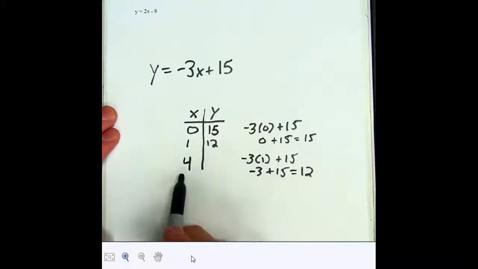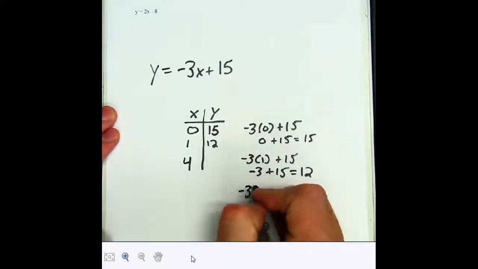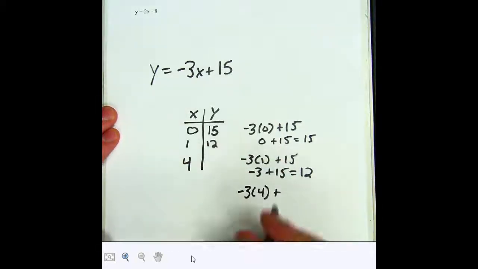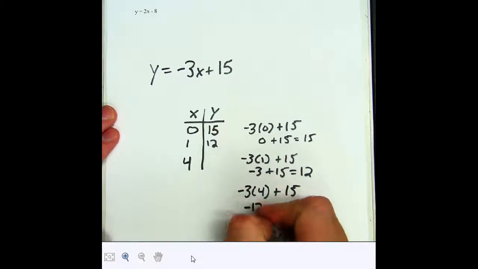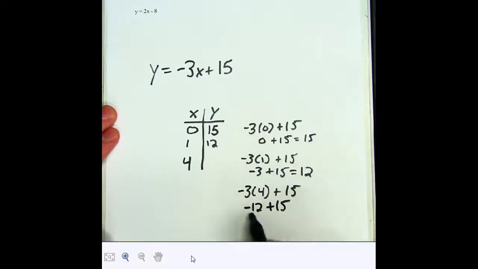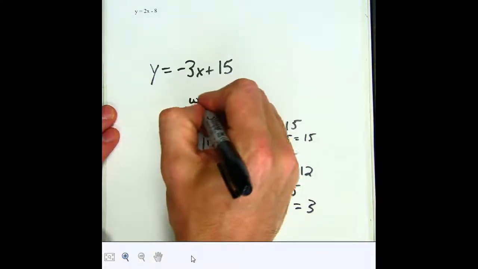Now, for 4, I would plug it in. Negative 3 times 4. Because that's x. You see how I just made it? So now I add 15 to it because that's part of the equation. Now I'm solving for y after I plug in. So this is negative 12 plus 15. When you're adding opposites, you subtract. 12 from 15 is 3. The bigger number is 15. It's positive, so it's 3. And there's my answer. So those are the ones that work.